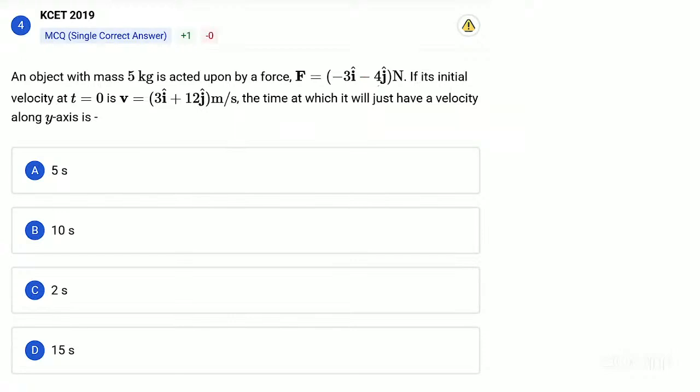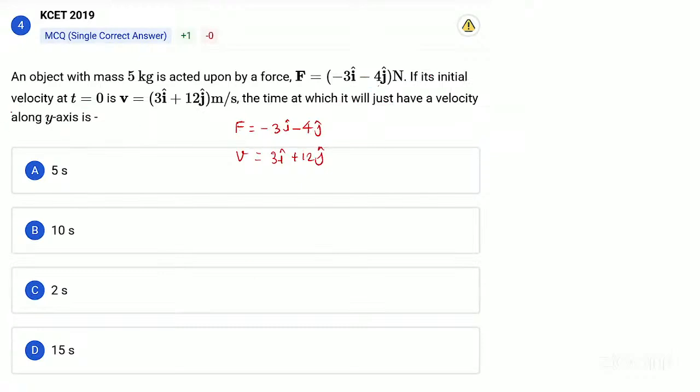An object with a mass of 5 kg is acted upon by a force F equals minus 3 i cap minus 4 j cap. If its initial velocity at t equals 0 is 3 i cap plus 12 j cap meter per second, find the time at which it will just have a velocity along the y-axis. So we have to calculate the time at which it will just have the velocity along the y-axis.